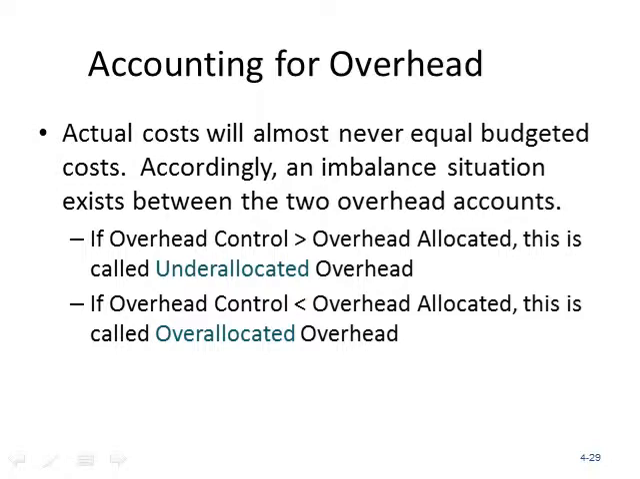And then the opposite is true if the overhead control is less than the overhead allocated. That we would call an over allocated overhead. Right? We've allocated more to the product when our actual costs were coming in at less than what we had budgeted. So our products are bearing a greater cost. We've over allocated overhead to them.